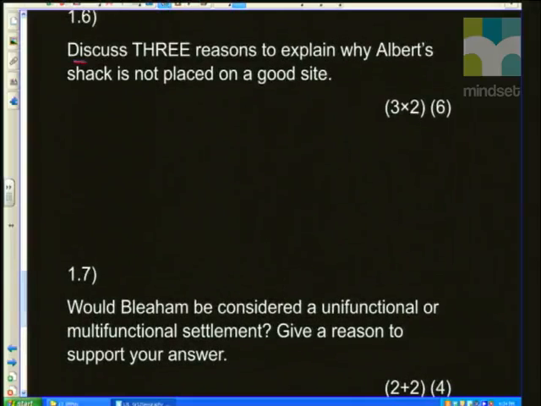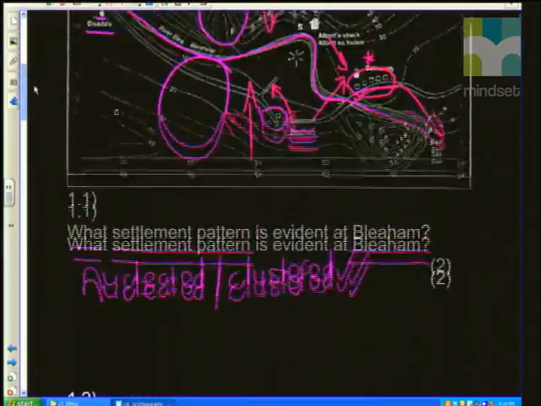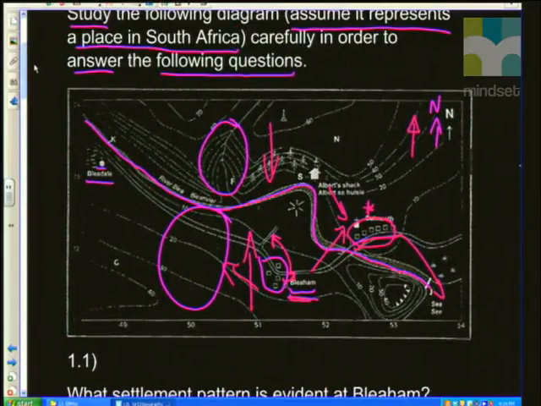We need to discuss 3 reasons, to explain why Albert's Shack is not placed on a good site. Let's have a look quickly. And I've drawn a lot on here, but we can still see what's going on. Remember, I spoke about a steep gradient here. This is a south-facing slope, okay, facing the south. You'll also notice that it's quite close to the river. So there's a couple of things that would worry me if I were to build there, okay?